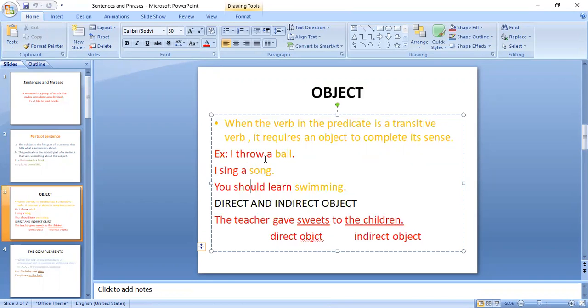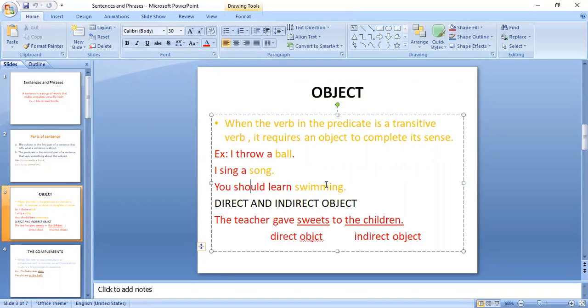So, I throw a ball. A ball is giving a complete sense to the sentence. Like that, I sing a song. One more example. I can say I sing, but I sing a song is more clear.